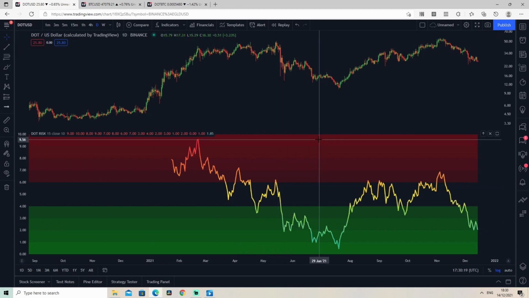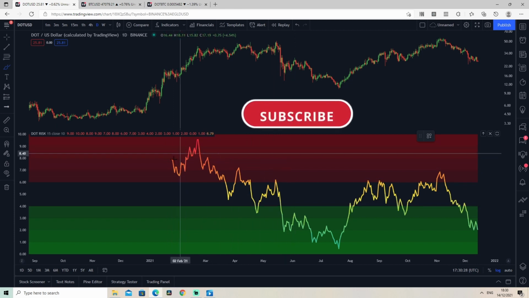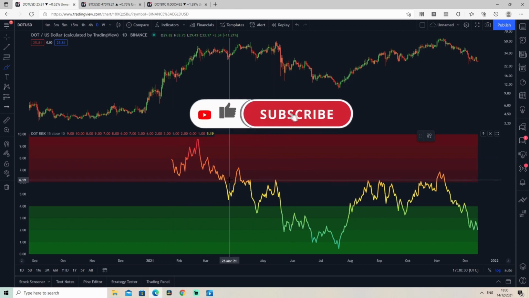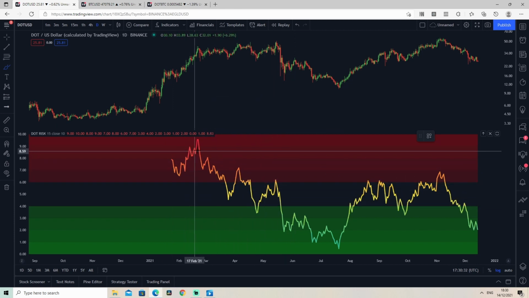Today we're going to be talking about Polkadot for the first time ever in this channel. We are going to be deploying the DOT risk metric in order to know the current risk for the coin against the US dollar.